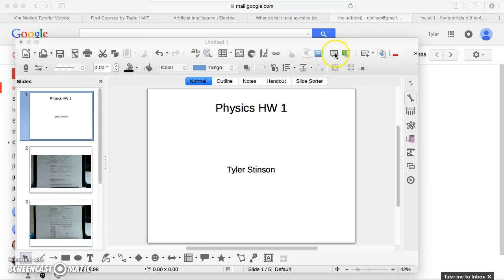Alrighty, this is my presentation on homework 1. So problem 1, we were given a graph which gives us position as a function of time. In the first question you ask us to describe the motion of the object.